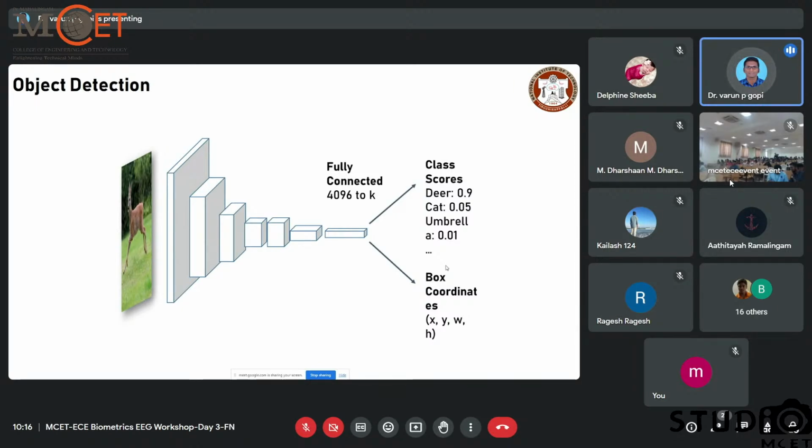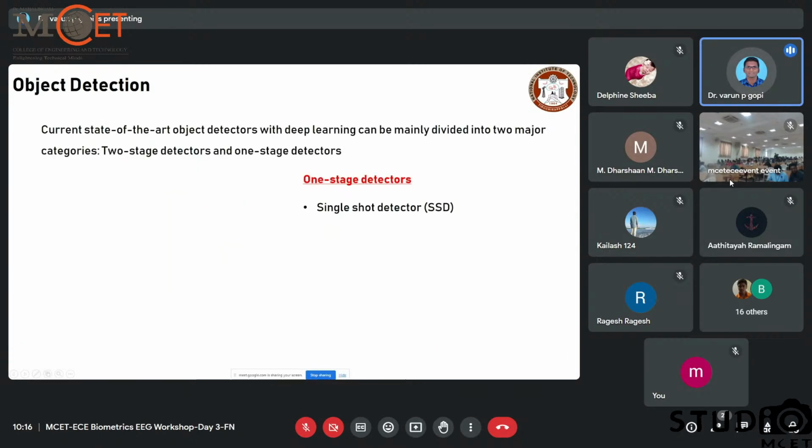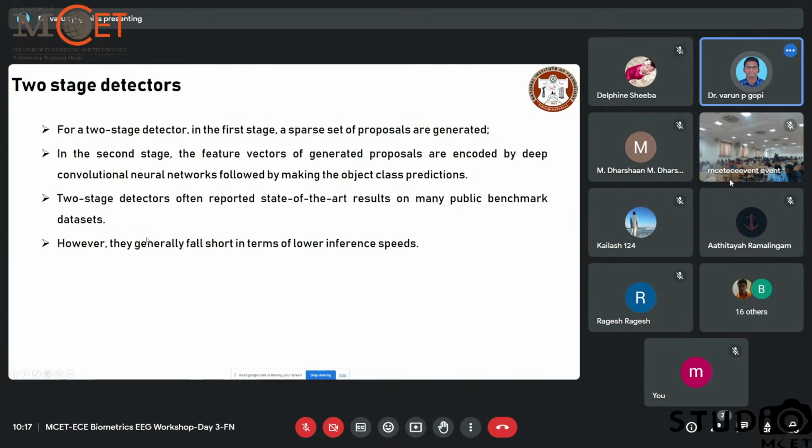This object detection algorithm will give you the score, that means the probability of that object, and the box coordinates, and it represents its name. There are two types of object detectors, the one-stage detector and the two-stage detector. In one-stage detectors, we have the single shot detector SSD or YOLO, that is, You Only Look Once. And in two-stage detectors, we have region-based CNN, that is RCNN, and Fast RCNN.